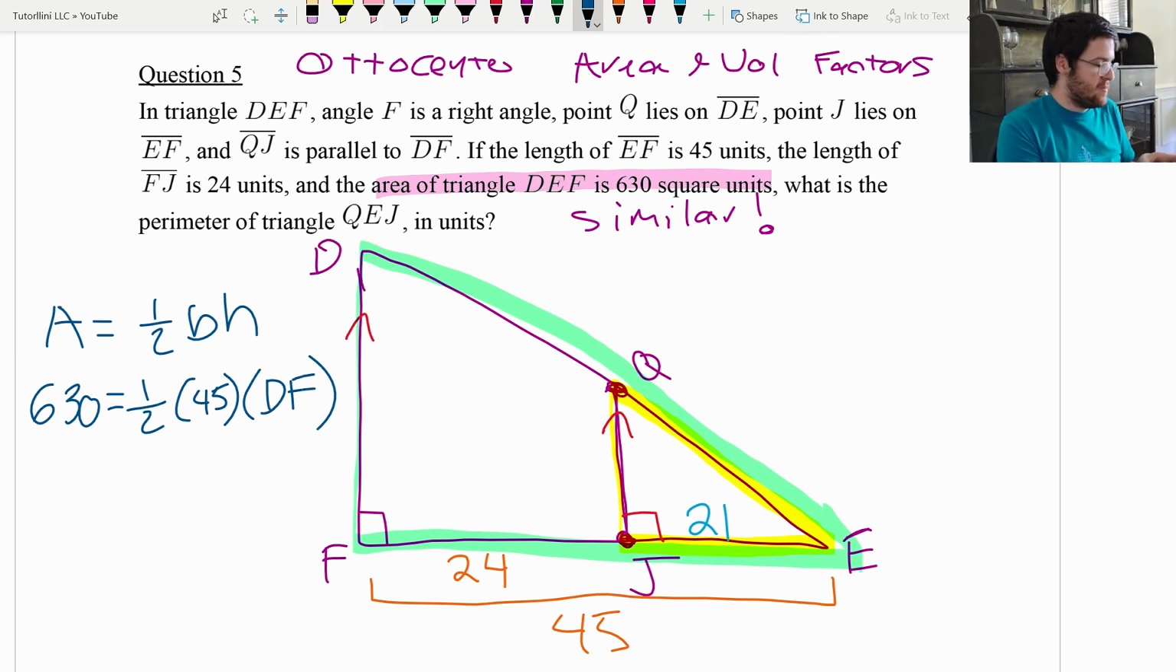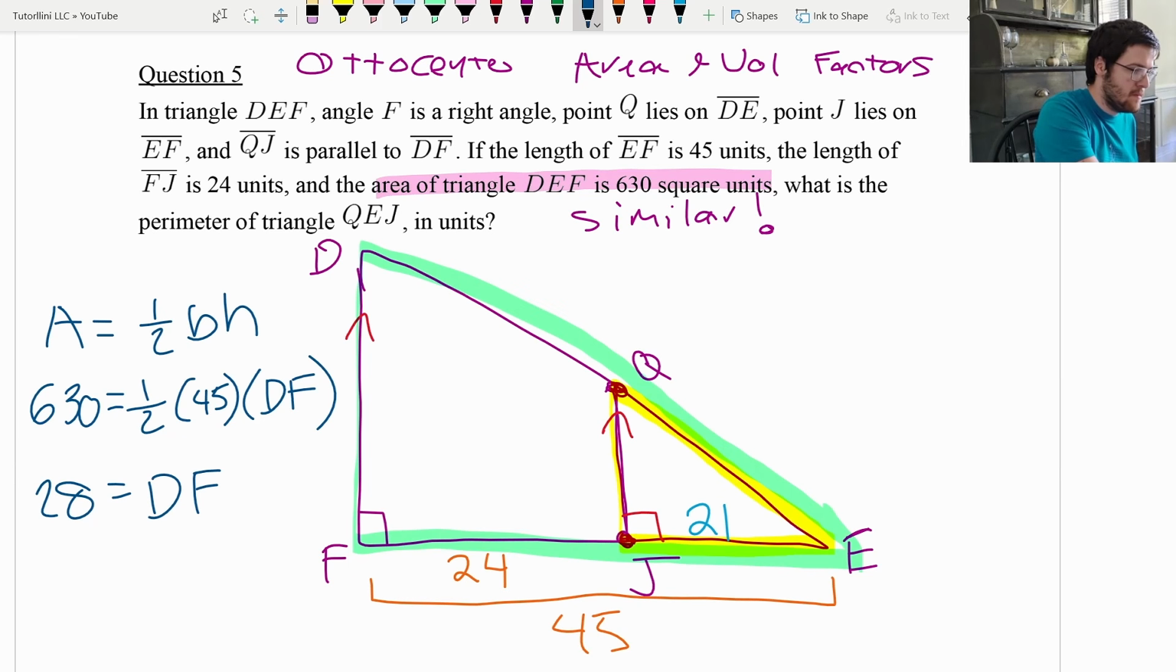So I'm going to multiply both sides by 2. I get 630 times 2. That's 1260. You could just divide by 1/2, whichever is easier. And then I'm going to divide both sides by 45. And I get 28 is equal to DF. So this whole guy here is 28.